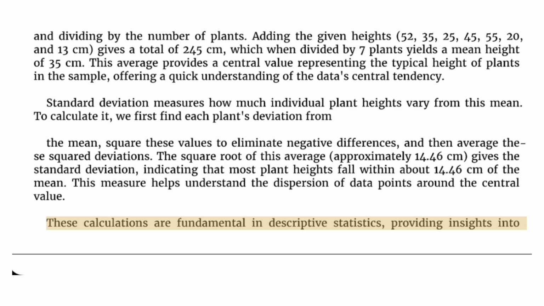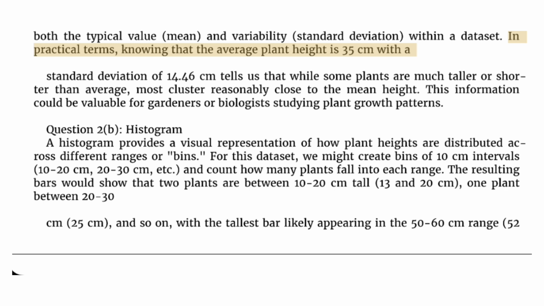In practical terms, knowing that the average plant height is 35 centimeters with a standard deviation of 14.46 centimeters tells us that while some plants are much taller or shorter than average, most cluster reasonably close to the mean height. This information could be valuable for gardeners or biologists studying plant growth patterns.